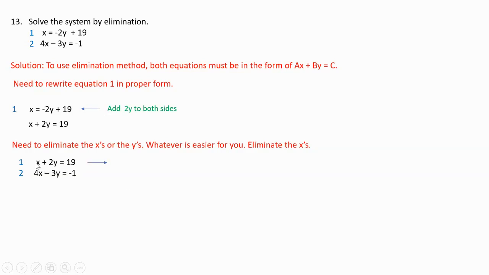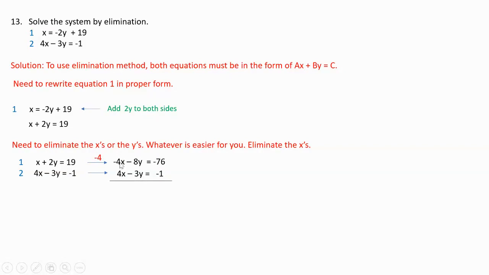Because if I eliminate the x's, I need to multiply only equation 1 by -4. Why? Because -4 times x will give me -4x, and then when I add it to the second equation, the -4x and the 4x will be eliminated. But I have to use proper math procedures, which means I need to multiply -4 times every term. -4 times x gives us -4x. -4 times 2y gives us -8y. And -4 times 19 gives us -76. So equation 2, we just bring it over.